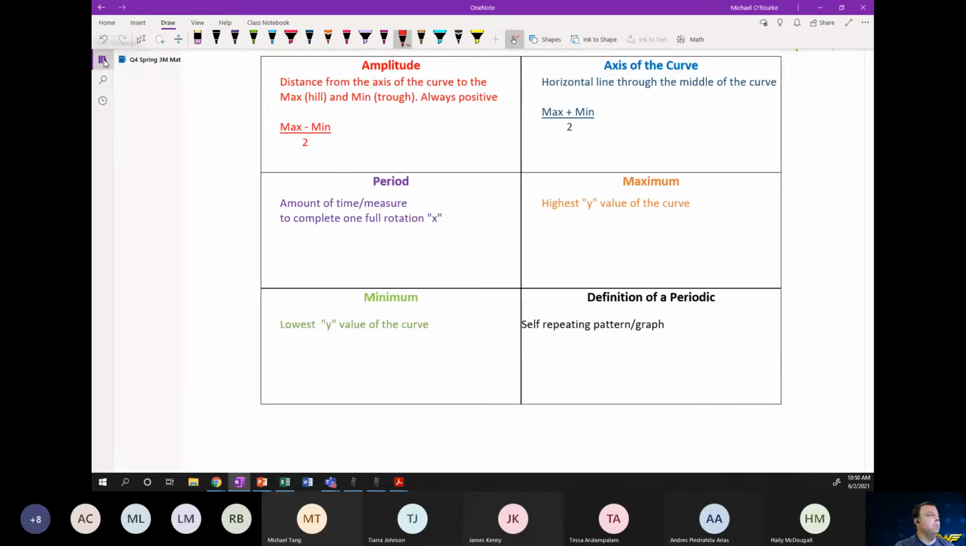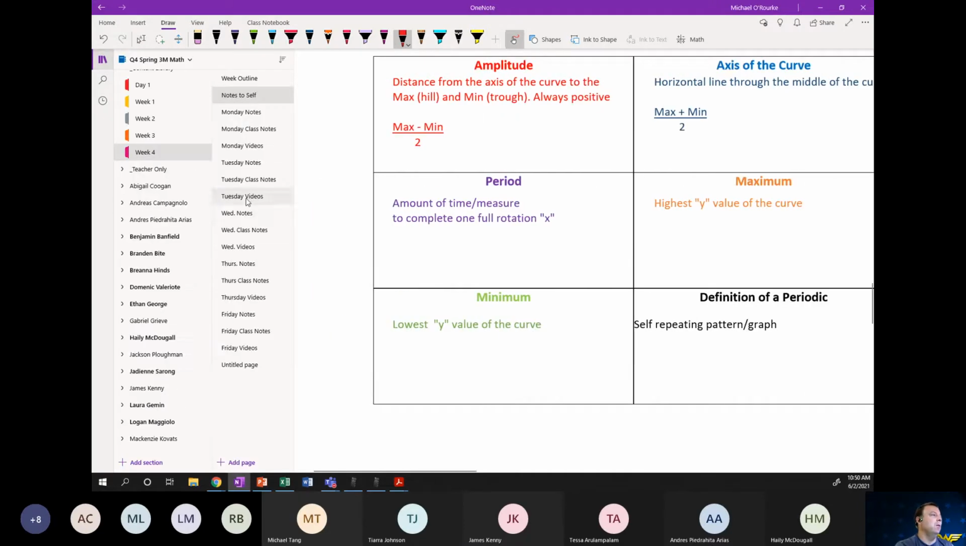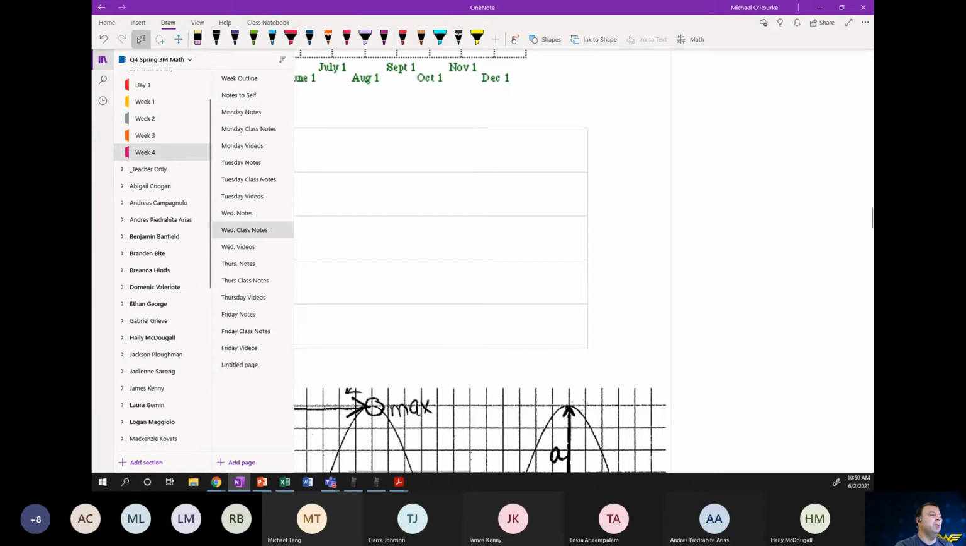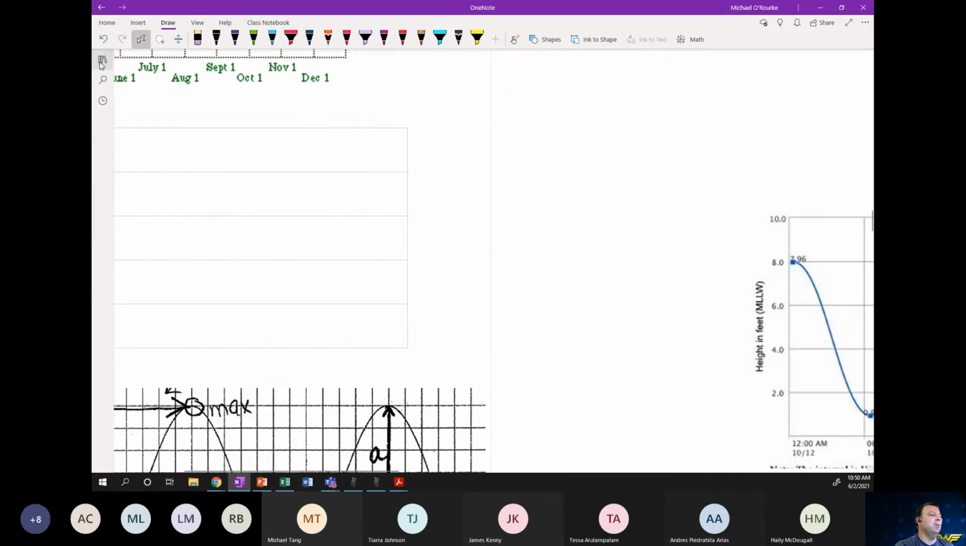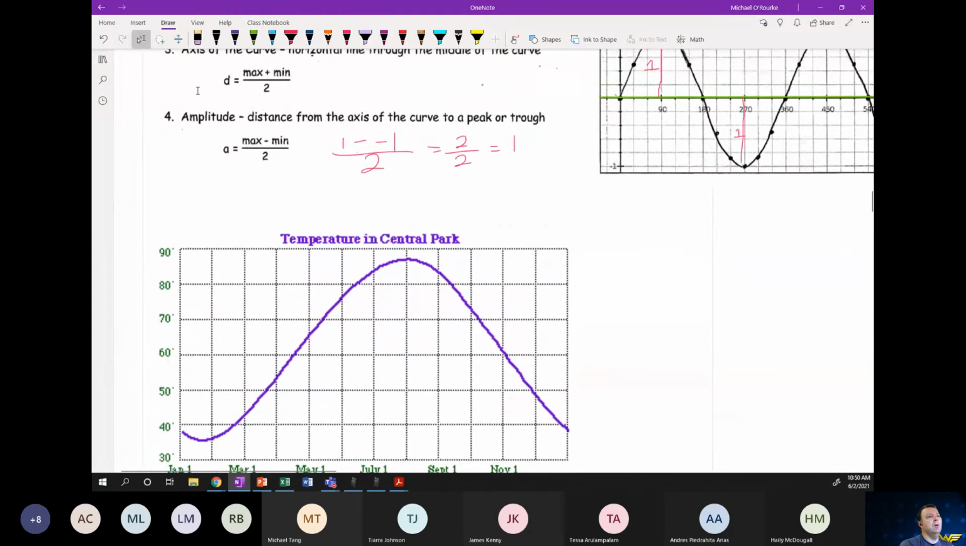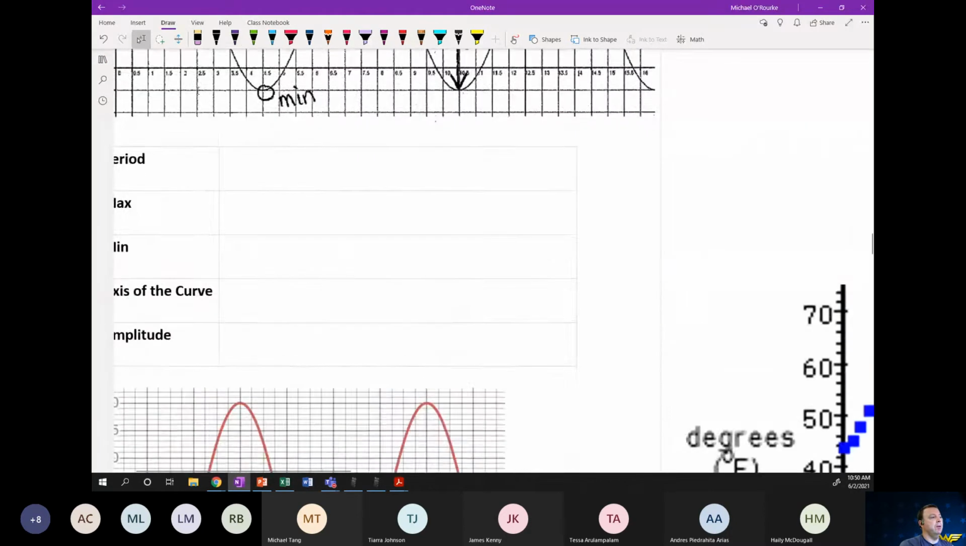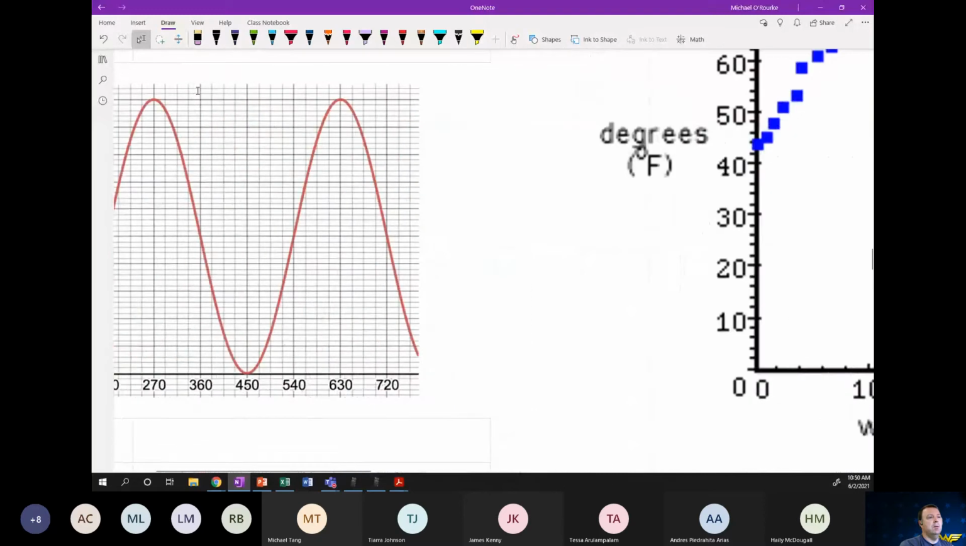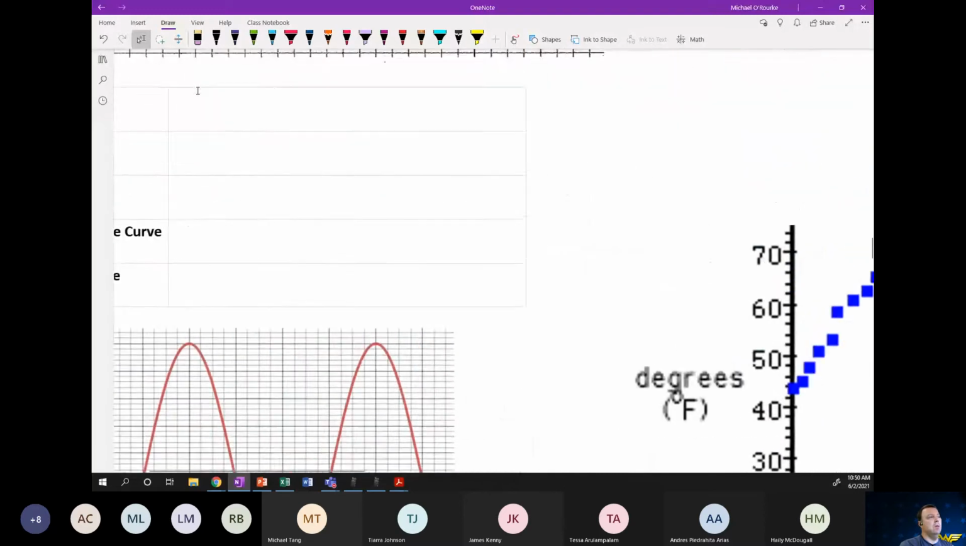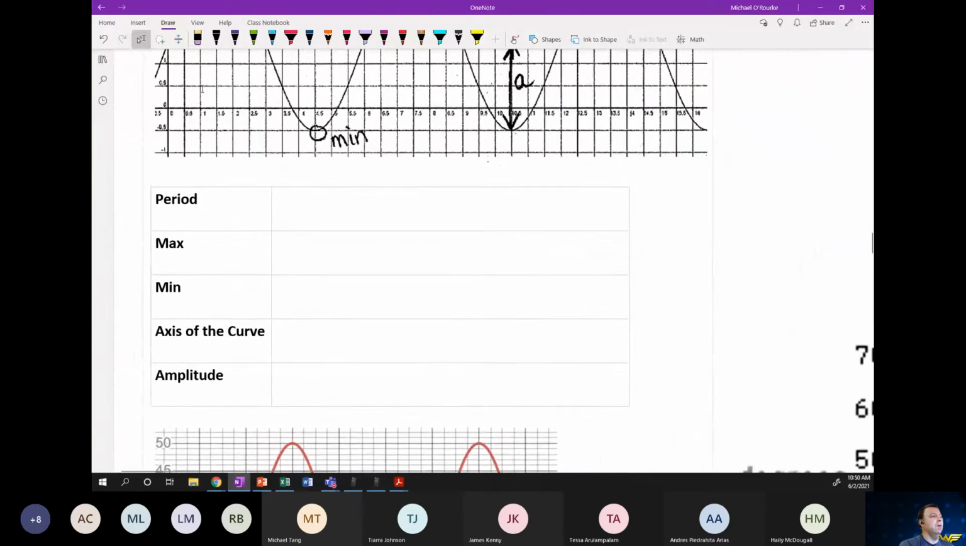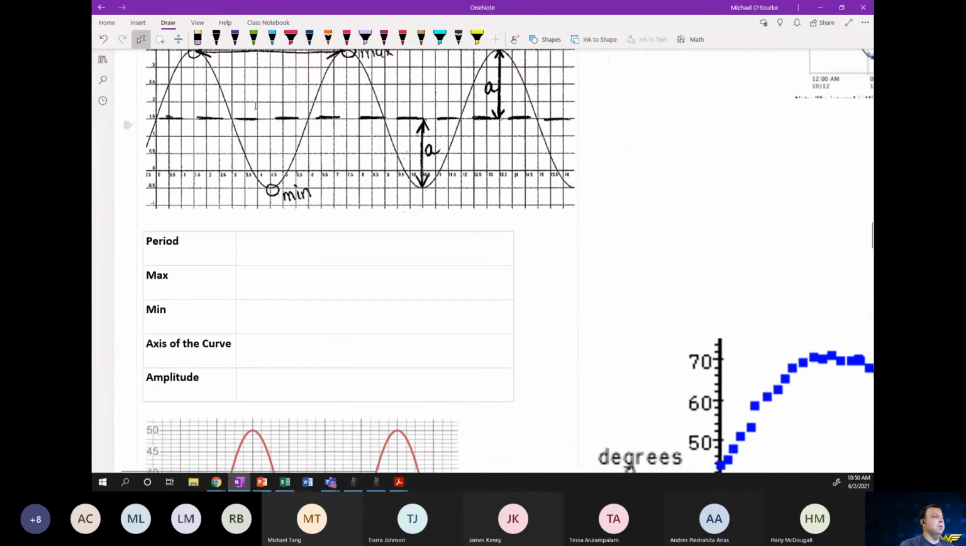All right. So what we're going to do now is we're going to look at different graphs and then interpret this information. Okay. So which one do I want to do first? I'm going to hop around here. Let's do this one first. Okay.